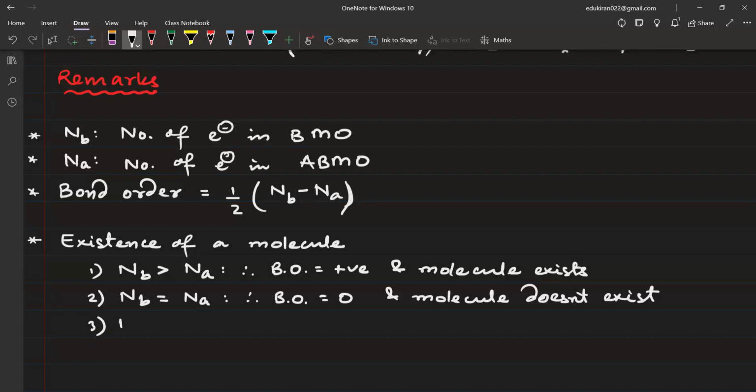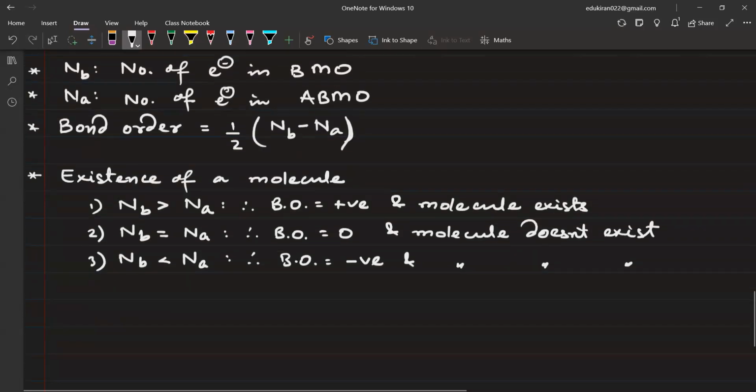Third is when the number of bonding is less than the number of anti-bonding. This is the worst case. In this case, therefore, bond order will be negative, and obviously the molecule doesn't exist. Right? If we have a negative bond order, that means it is a very unstable molecule. Write this down.